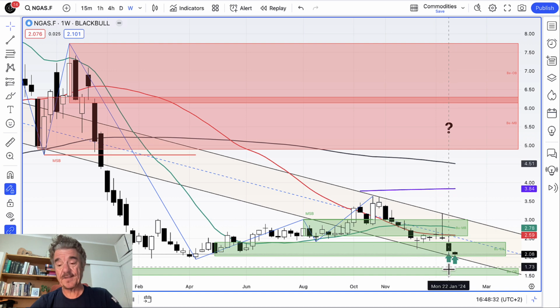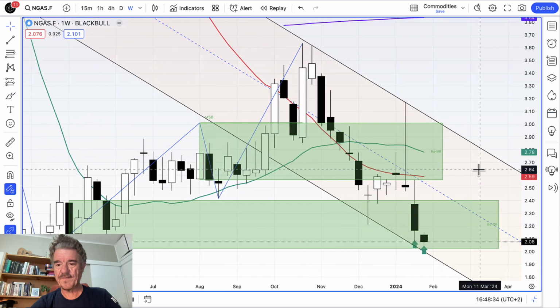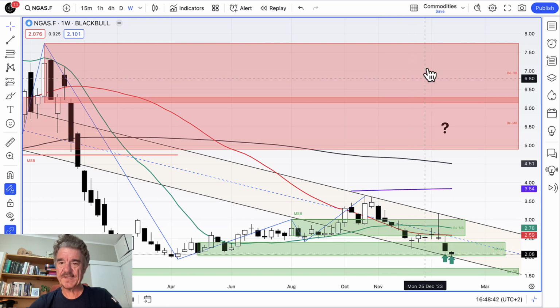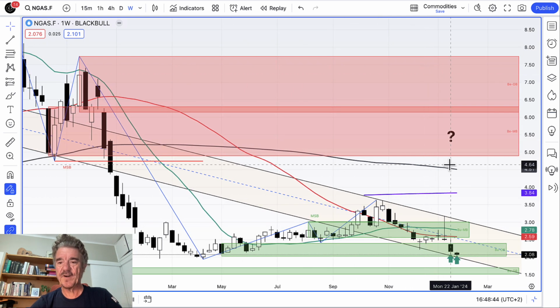We could trade down into the next support block, which is at around about the 1.5 level, and it's difficult to show on this chart. There we go. You can see it right there. But for the moment, we're holding in the second block. We've got another one above us, and then this big resistance zone where I put a big question mark.